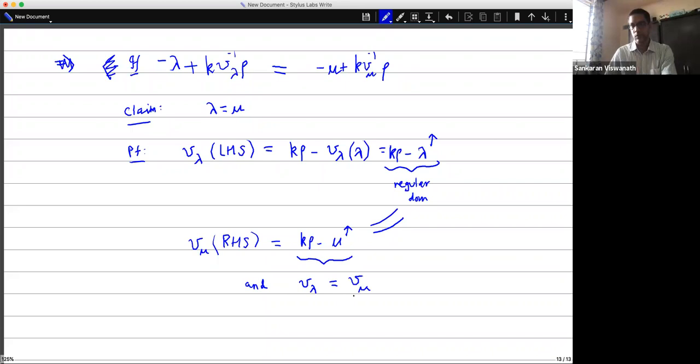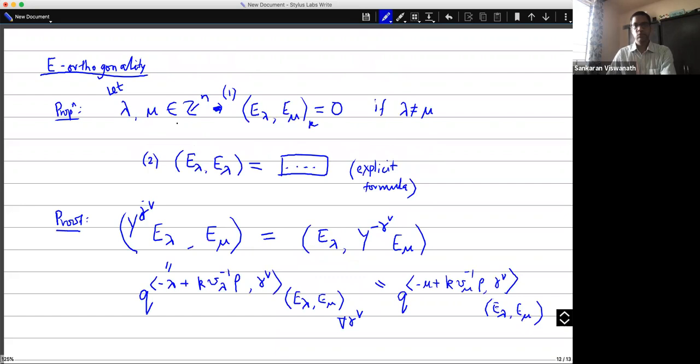So what this means is lambda in ascending order is the same as mu in ascending order. Further, V lambda is equal to V mu. Okay? This means, of course, that lambda is equal to mu, because lambda is just V lambda inverse acting on lambda in ascending order. Okay, so this establishes the first part of the proposition.